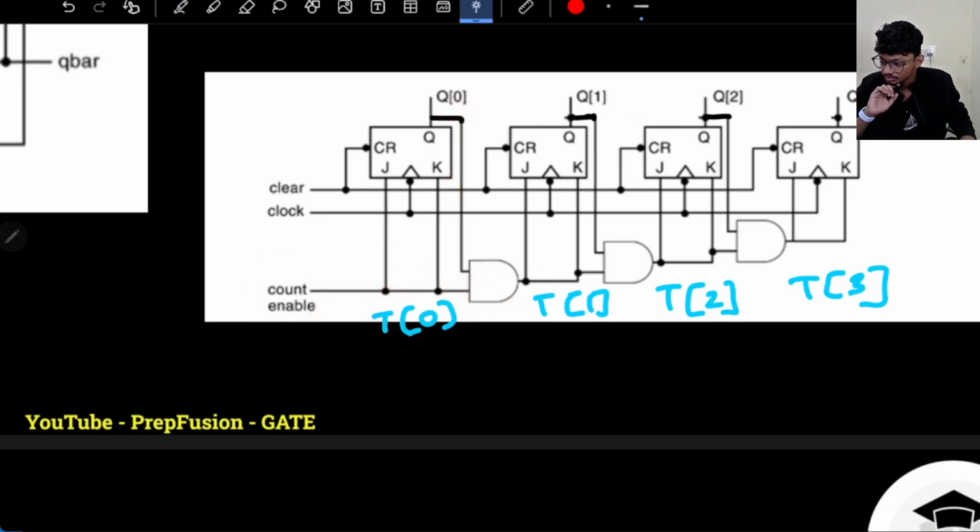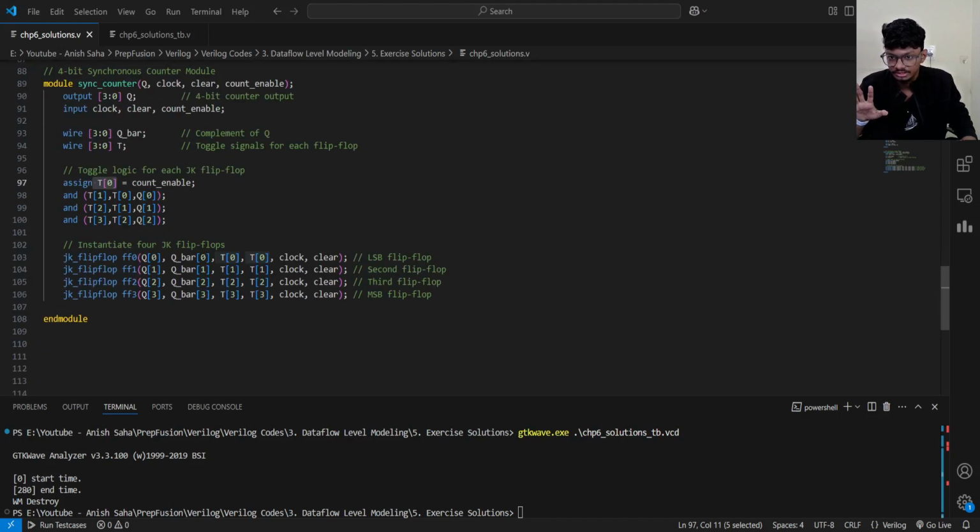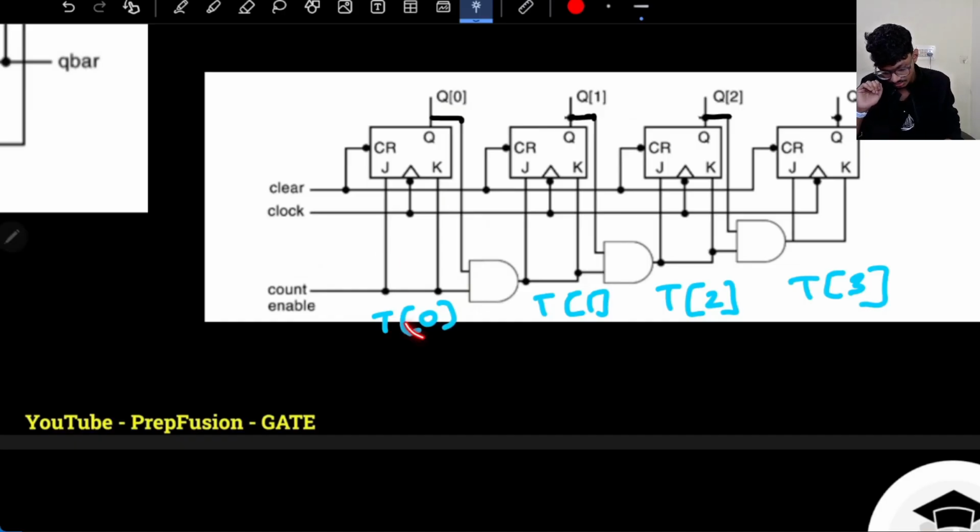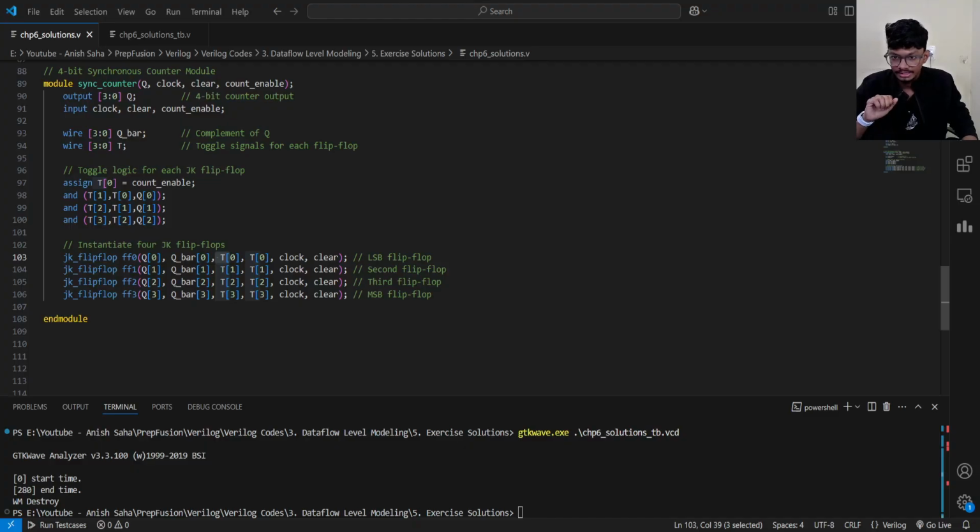Okay, so that is what is written over here. Same thing, and I'm giving the JK flip flops these as my inputs. The first flip flop always receives T0, so J and K both are T0. The second flip flop has J and K as T1. The third flip flop has J and K as T2, and the fourth one has J and K as T3. So exactly that is what I am doing.